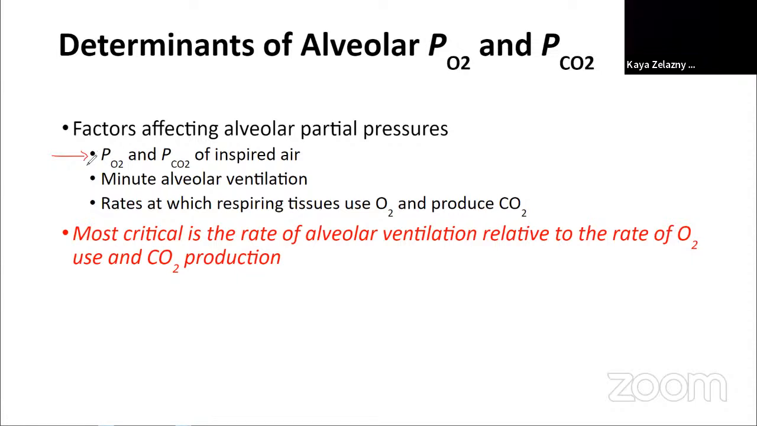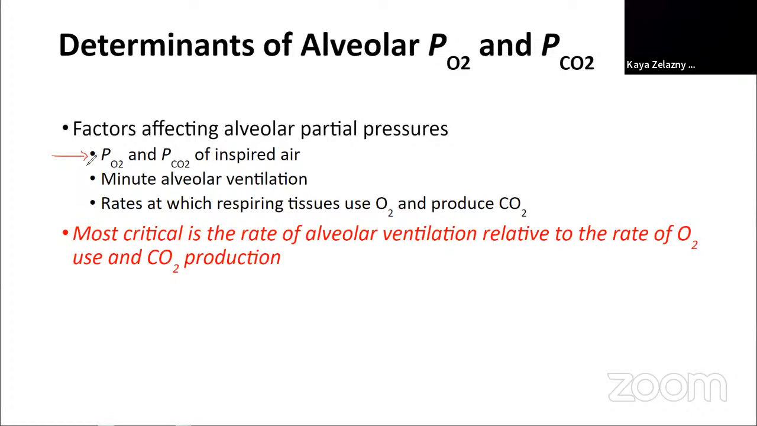So the first thing that makes a difference is the partial pressure of oxygen and CO2 in the inspired air, like in the air we're breathing in from the atmosphere. We did those calculations about how we find partial pressures. We know that gases add up together, so we basically just take the percentage of the gas in the air we're breathing in and multiply that by the pressure overall in the atmosphere.